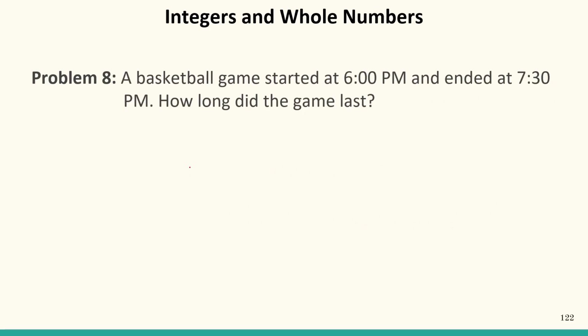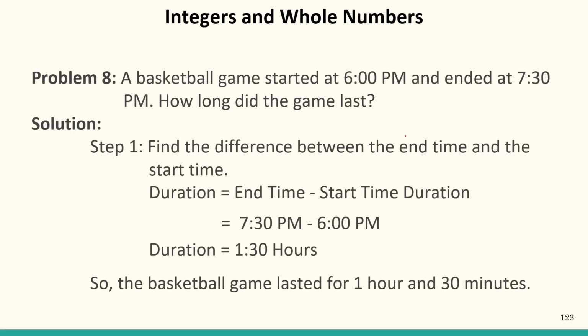So let's go forward with problem number 8. A basketball game started at 6 p.m. and ended at 7:30 p.m. How long did the game last? It will be 7:30 minus 6, right? So this will be 1 hour and 30 minutes. The answer will be 1 hour 30 minutes.